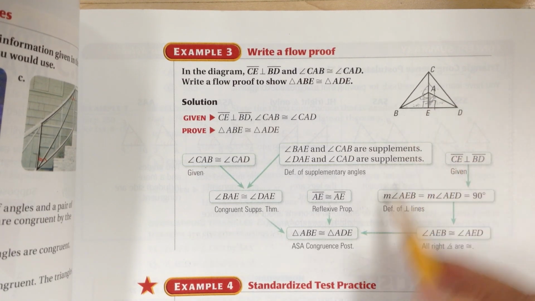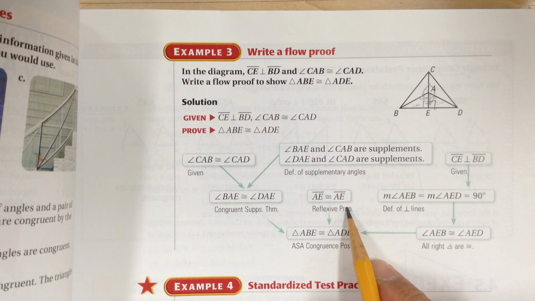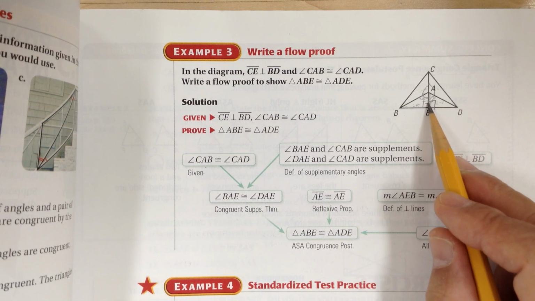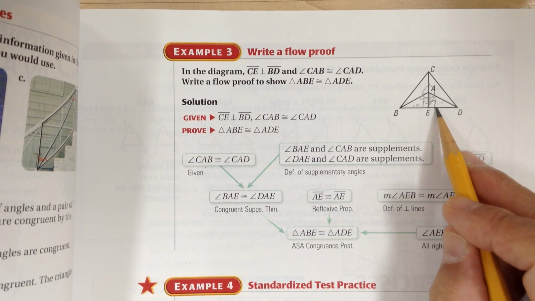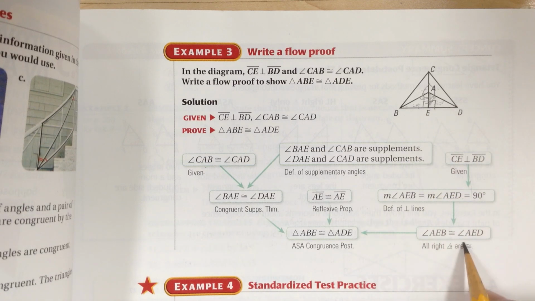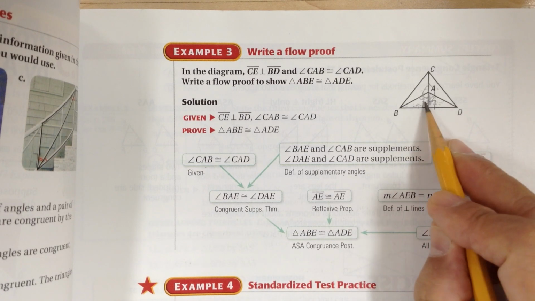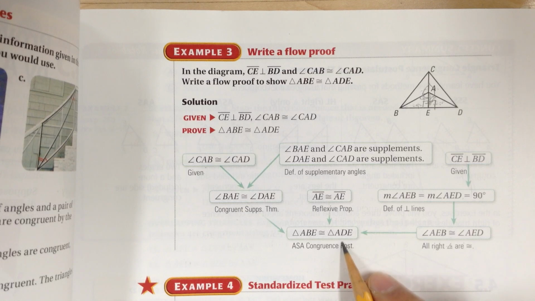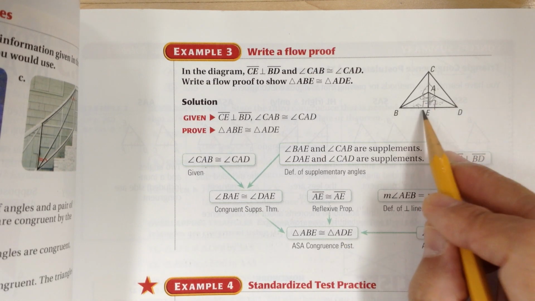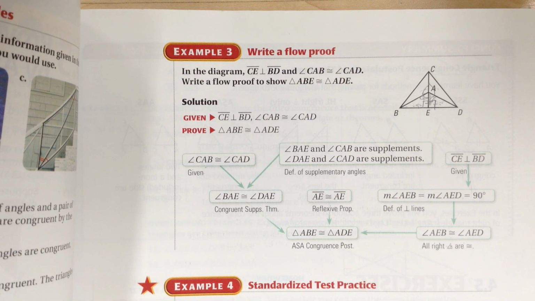So AE is reflexive. And also from your perpendicular, that means these are 90 degree angles, and right angles are congruent. And from here, you have the ASA. Okay, let's go to example 4.